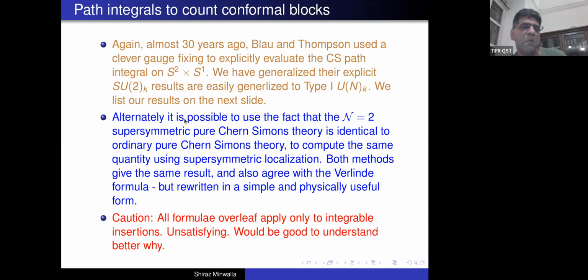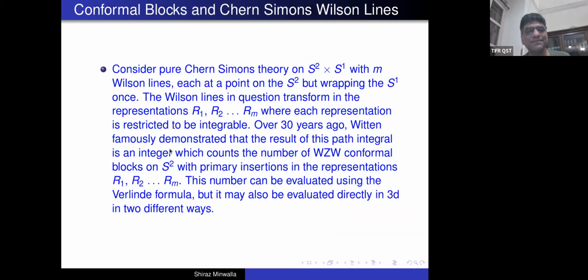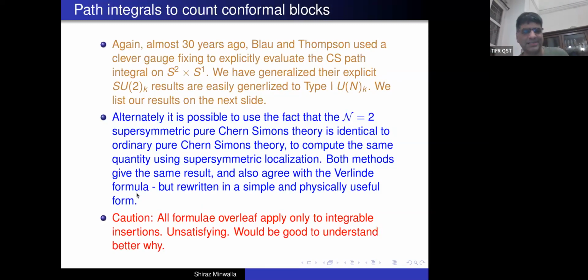So quantities you can compute in N equals 2 Chern-Simons theory allow you to compute similar quantities in pure, non-supersymmetric Chern-Simons theories. And N equals 2 supersymmetric Chern-Simons theories allow you to use the tools of supersymmetric localization to do some computations. So this is another way to compute the same quantity and find the same answer.